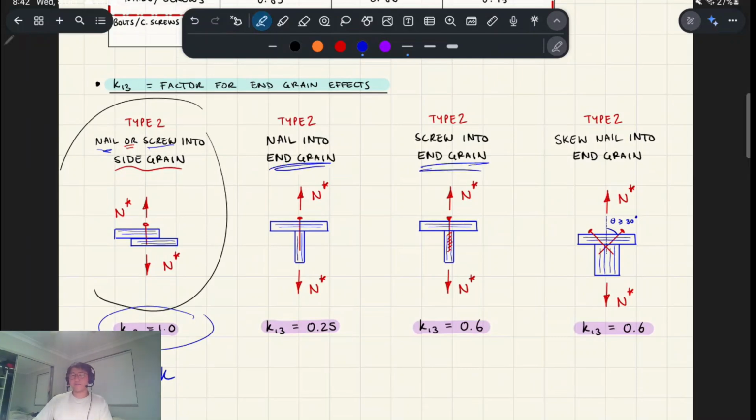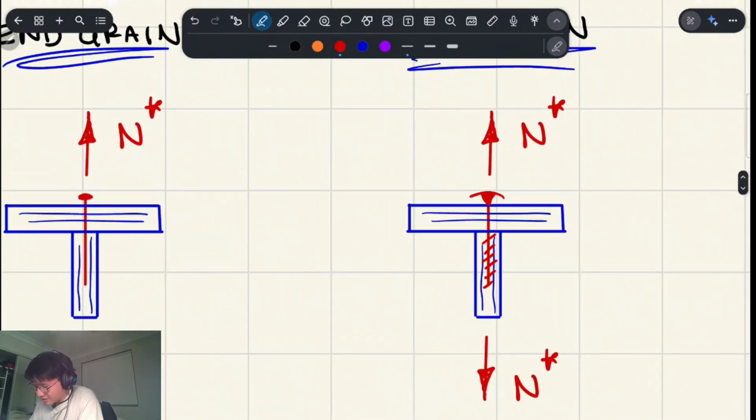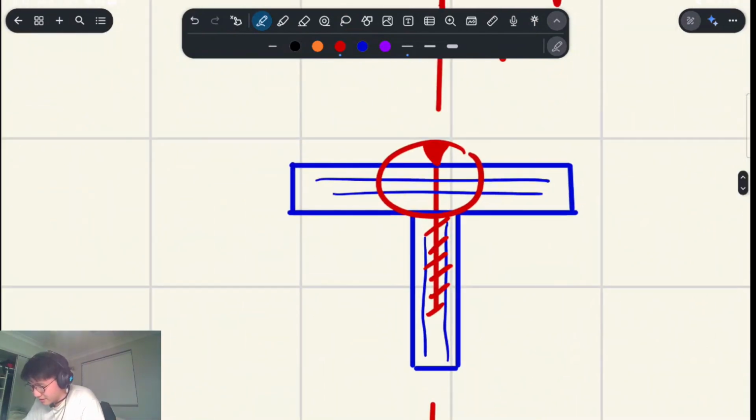That factor was 1 for those before, and now the capacity is going to get shafted essentially if you're going into end grain, and lose 75% of its capacity. Whereas for a screw it only loses 40% in end grain. I'm not going to go through that too thoroughly because we talked about how end grain is just much worse for connections. Keep in mind that we fixed it into side grain technically. The material where there aren't the threads, where it's just the shaft portion, that is technically side grain, yes.